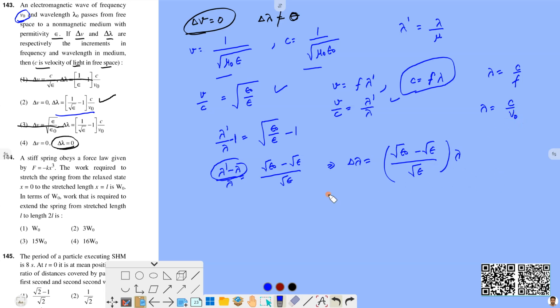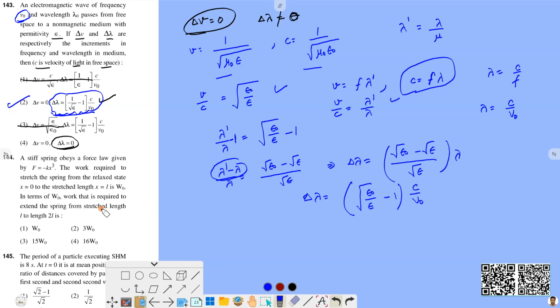If we substitute it here, then what we will get? We will get delta lambda is equal to, and we can also write it like this, (epsilon naught by epsilon minus 1) into C by V naught. So we can see that our expression somewhat matches with the given answer. So that's how we can ensure that option 2 will be the right answer here.